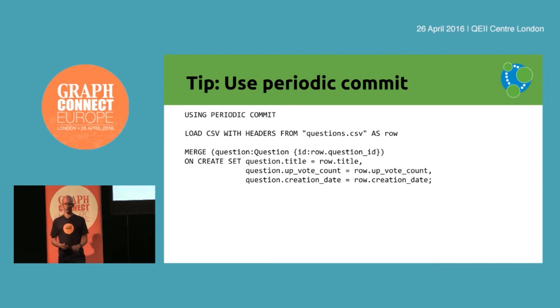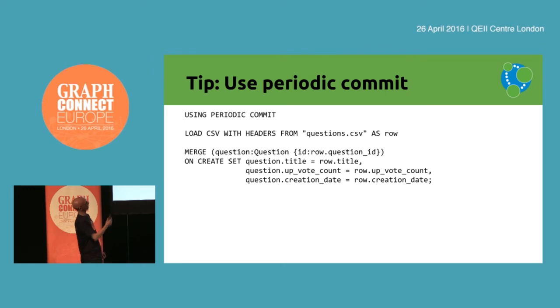Another thing that you can use is that LoadCSV has a periodic commit attached to it. And so that will allow you to effectively flush the transaction state that's happened, by default, every 1,000 rows. So in this example, it will take the first 1,000 questions, then commit those, then go on to the next 1,000, and so on.